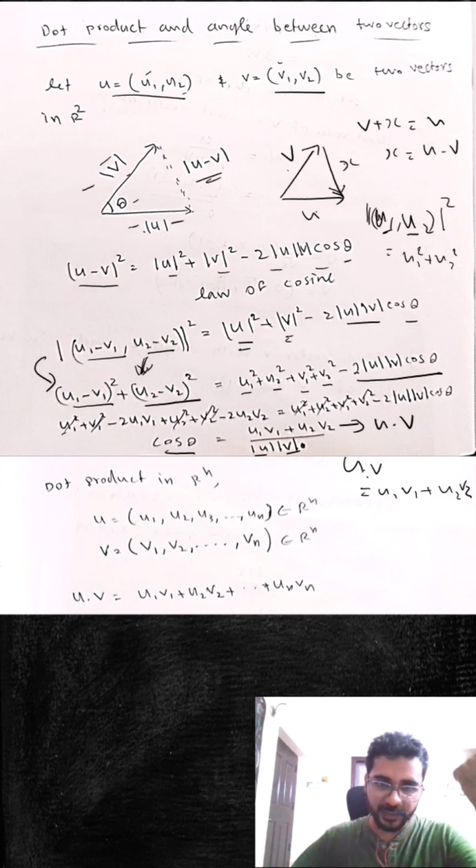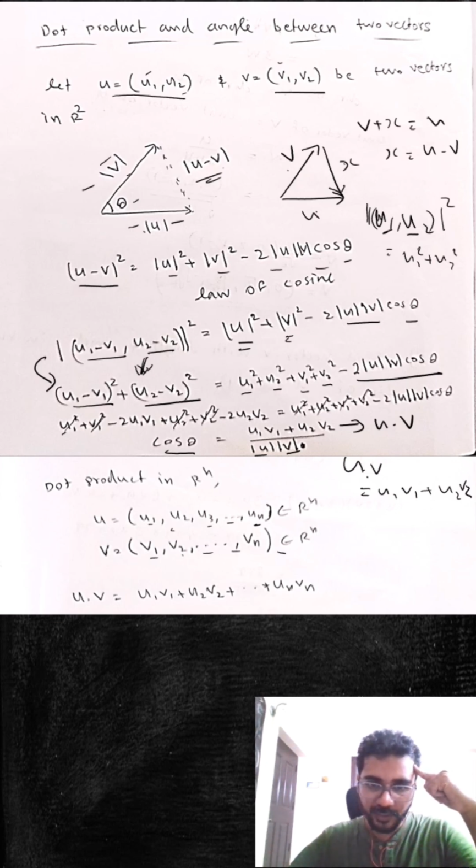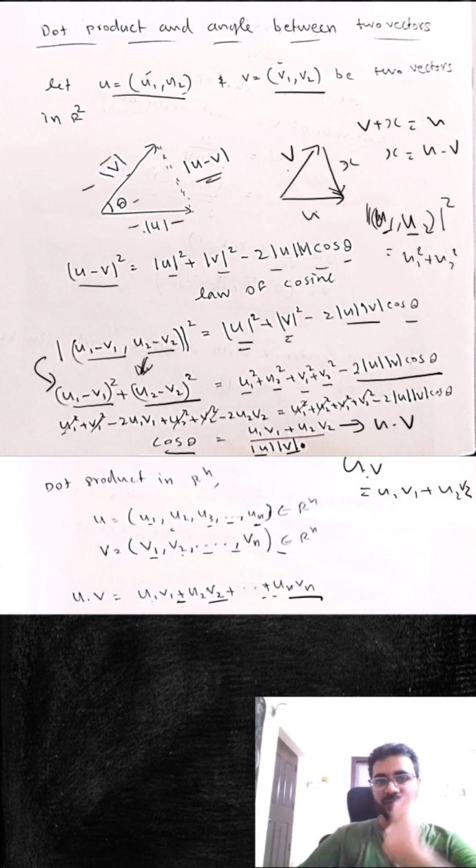Now consider a generalized case. For that, u equals u1, u2, up to un, and v equals v1, v2, up to vn. So u dot v is u1 v1 plus u2 v2 plus up to un vn. So this is how dot product is defined.